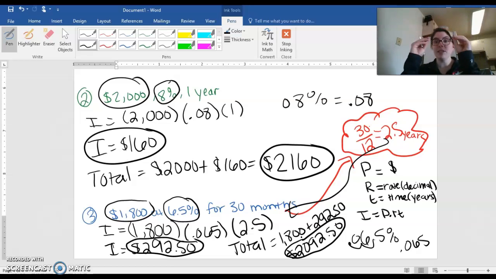So again, if they give it to you in months, you have to divide by 12. If they give it to you in years, just leave it the same. It's okay if you get a decimal. Again, if you have any questions, feel free to ask.